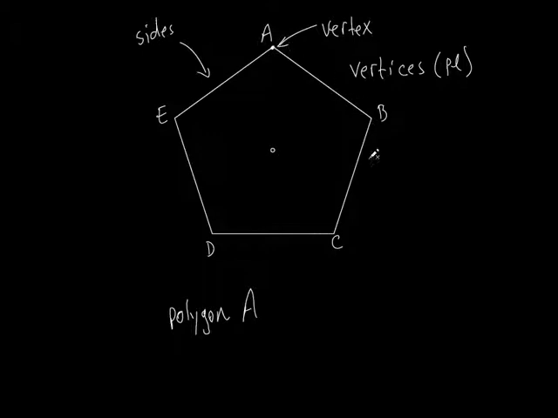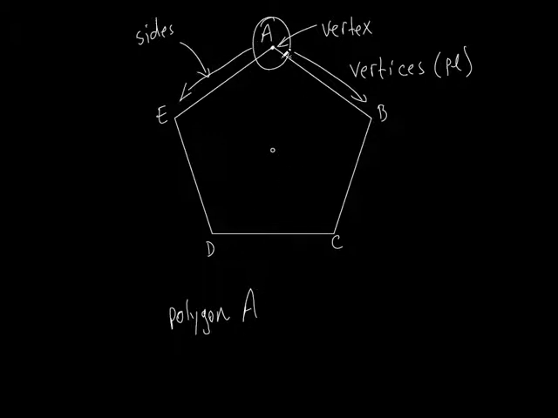I could go around this way, or I could go the opposite way. But I have to go with the consecutive vertices. I can't go A, then D. You follow me? I can't skip one. I got to go to the next one. I can't go A, C, and then jump over to E, and jump over to B, and then D. I can't do that. So if I start at A, I could go 2 ways. I could go to B, or what else? I could go to E.